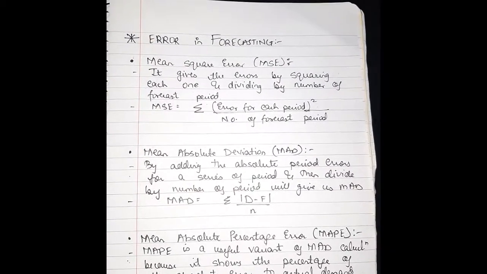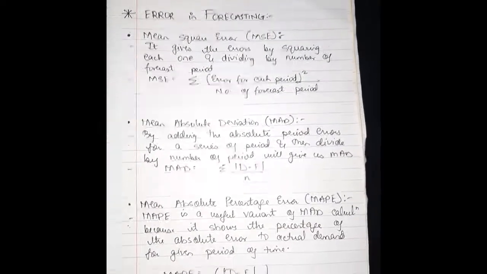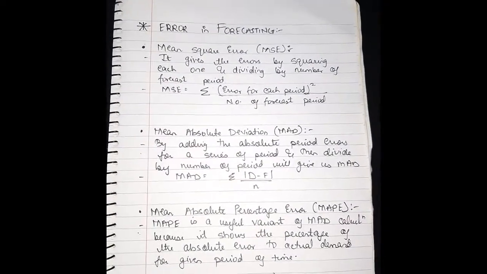There are a few types of errors in forecasting. We'll see three of them. The first one is the mean square error, followed by the mean absolute deviation, and the third one is the mean absolute percentage error. So we'll see them one by one.